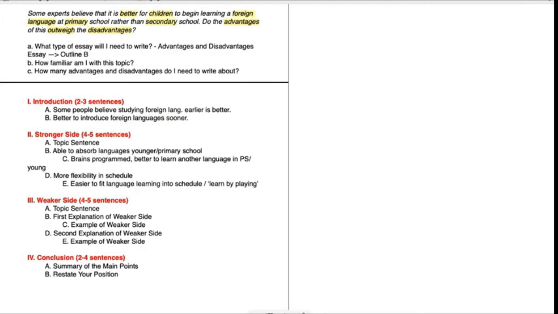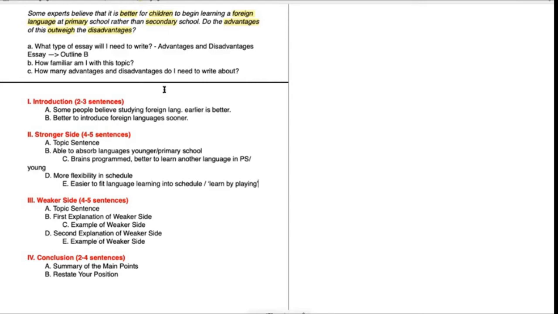Now, personally, I'm a teacher, so I have this information at the ready in my mind because I've studied this and I know that it's an effective way to learn languages. Your outline might look a bit different, and that's fine, as long as you support your advantages and you show how they outweigh the weaker side, you will be fine.